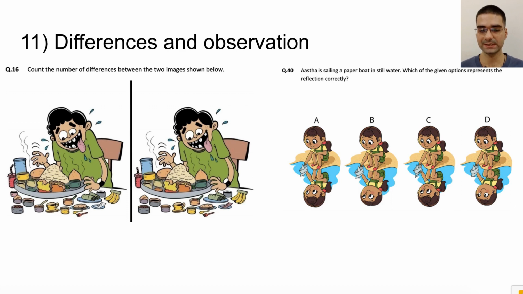In differences, you will have to directly spot the differences. However, in observation questions such as the one shown here, you have to see which of the reflections is correct. In order to do that, you will have to spot the differences between the different shapes shown here. So you'll have to make sure that there is no difference visible in any of the reflections and the object that created it.